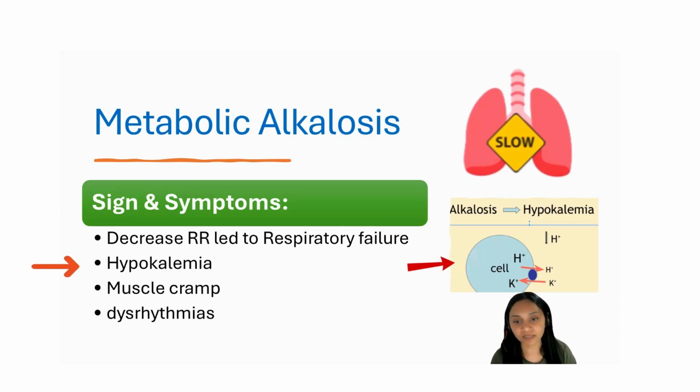Another thing, hypokalemia. There is not enough acid in the patient's blood. So from the cell, the hydrogen ion will go into the bloodstream, and from the bloodstream, the potassium will enter into the cell. That will lead to hypokalemia. So watch the patient for the signs and symptoms of hypokalemia, such as muscle cramp and dysrhythmia.